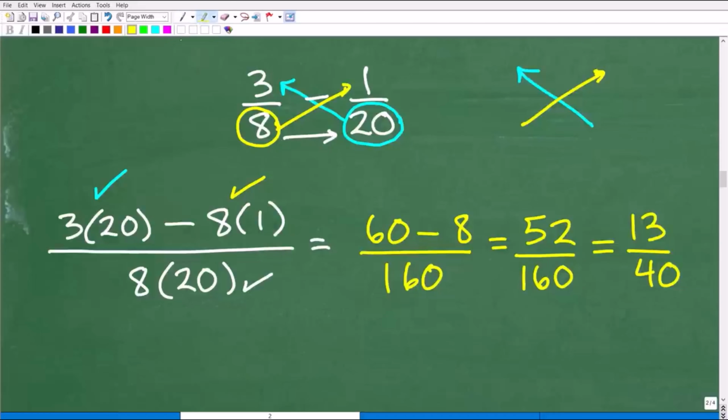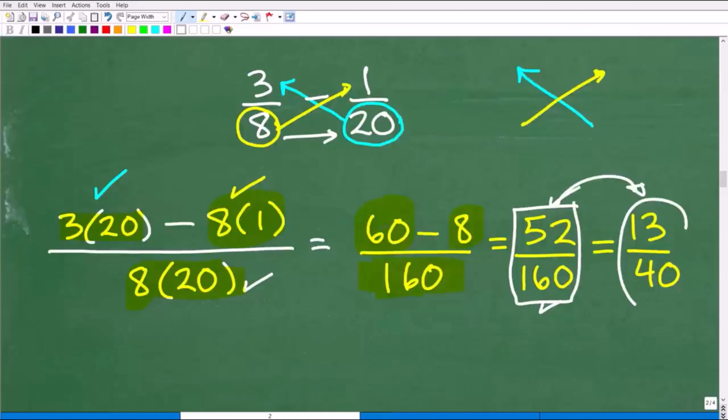So let's go ahead and do this math here. So 3 times 20 is 60. 8 times 1 is, of course, 8. And 8 times 20 is 160. Now you have 60 minus 8 is 52 over 160. But this fraction can be reduced, and when we reduce it, we get 13 over 40, just like we got last time. This is a great, great method to learn about fractions.